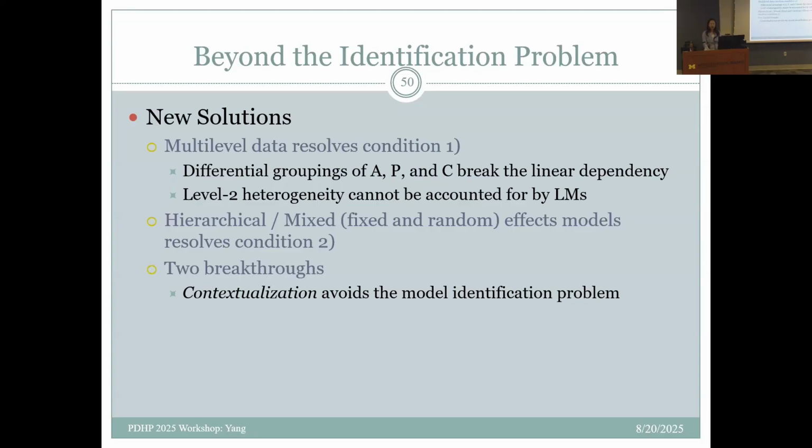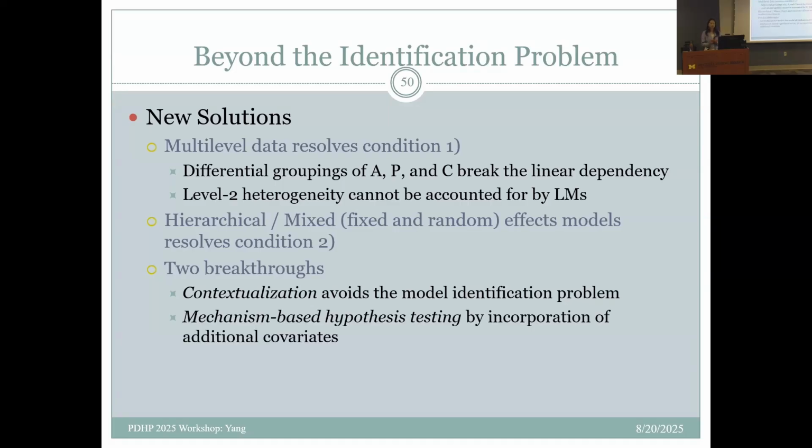So conceptually, I would like to emphasize 2 breakthroughs of these new models and data compared to the first kind of model to fit the research design. One is that first, conceptualization through the data and the model avoids the model identification problem, which is a very promising development. And what's even more exciting is that by incorporating directly in the models additional covariates, either at the individual level or at the contextual level, we can test mechanism-based hypotheses.